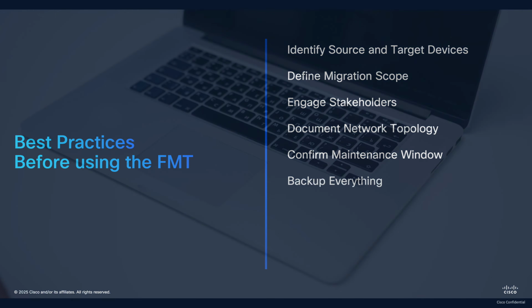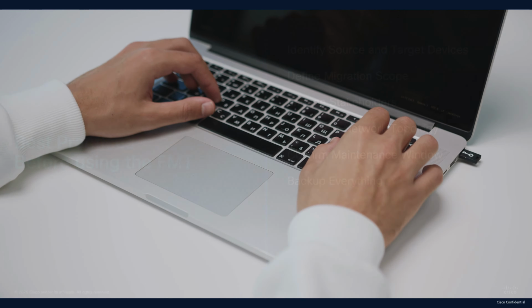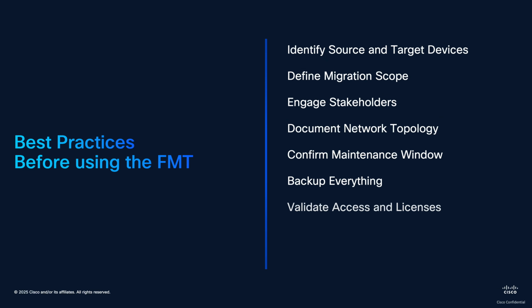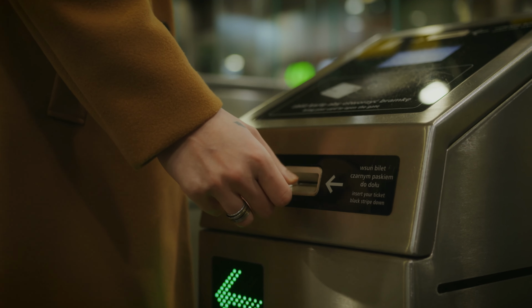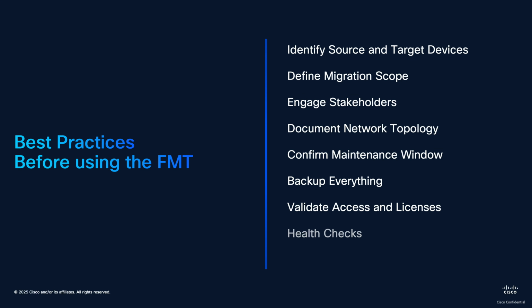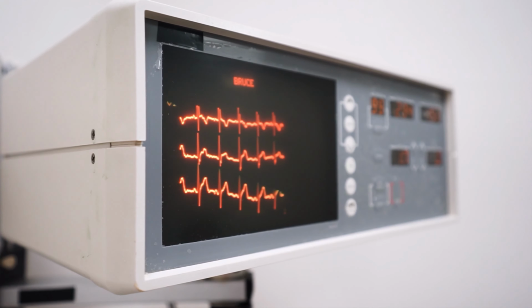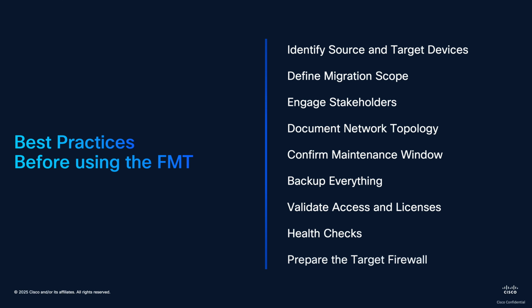Backup everything. Take a full configuration backup of the source firewall, including certificates, VPN keys, and any connect packages. Validate access and licenses. Ensure you have SSH, HTTPS, or console access to both firewalls and validate licenses on the target device. Health checks. Perform a health check on all devices to confirm they are ready for migration. Prepare the target firewall. Factory reset or clear existing configurations if required, and confirm the software version matches your plan.